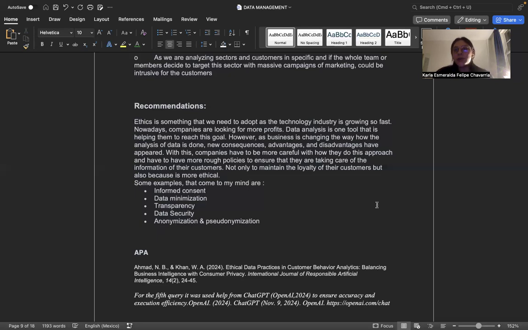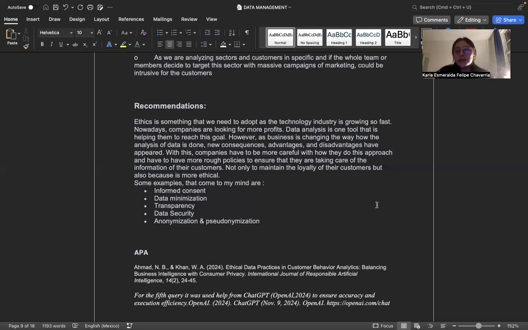Data security: encrypt the information, keep it safer, because okay, you already have the information, you already presented that information, but what if you put that information in a place that is not that secure? You are putting that information out like, okay, anyone could use it, when it is not so, because you were only allowed to use that information according to the policies that the customer accepted.